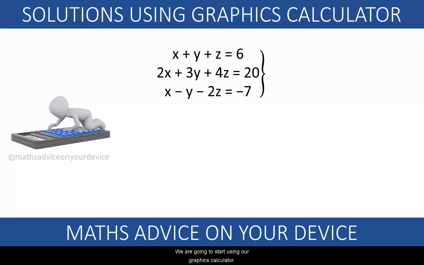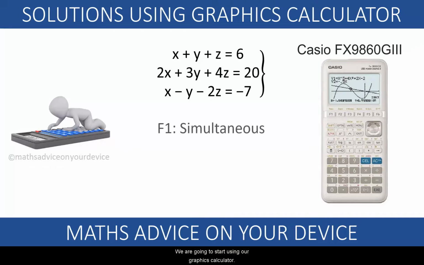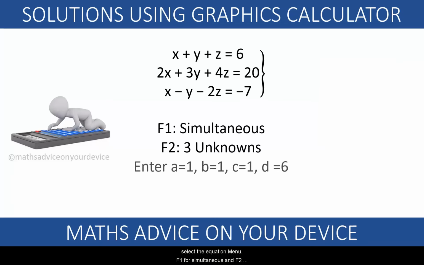We are going to start using our graphics calculator. To solve this system of 3 simultaneous equations, select the equation menu, press F1 for simultaneous and F2 for 3 unknowns. Enter the coefficients for your equations in the form ax plus by plus cz equals d.